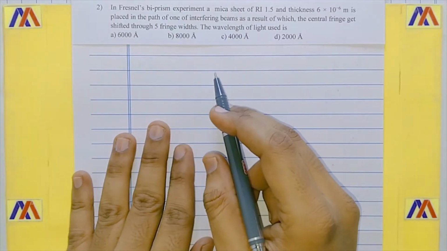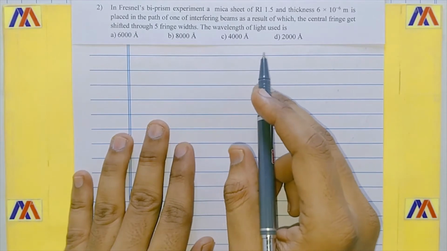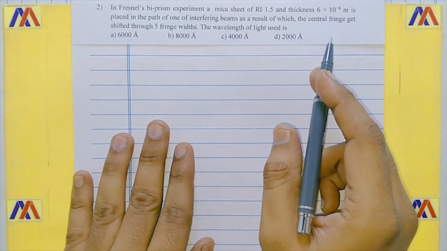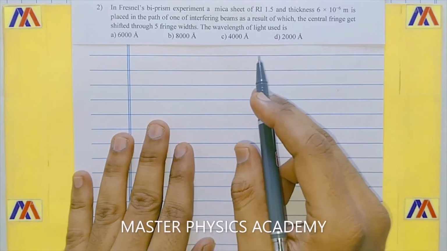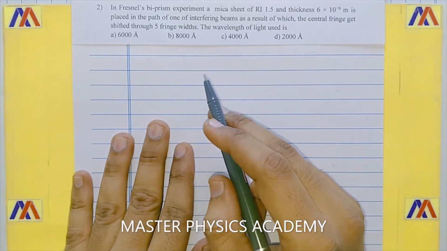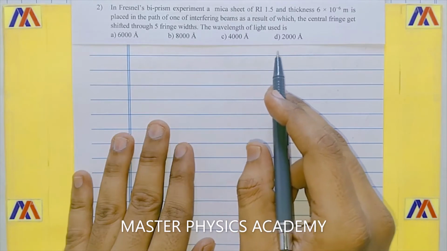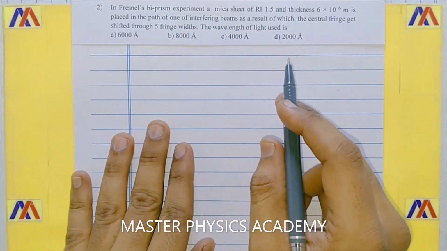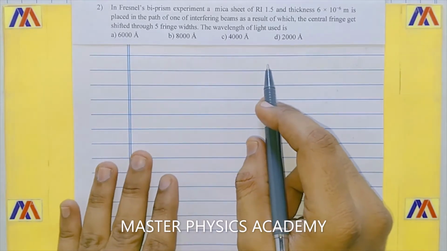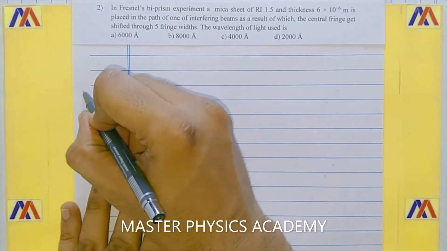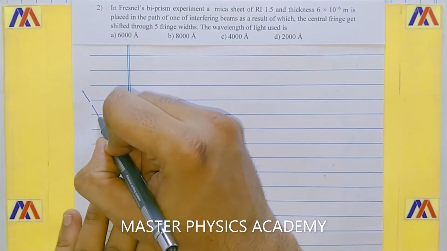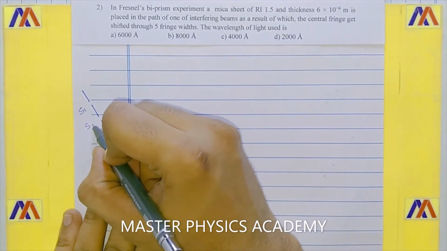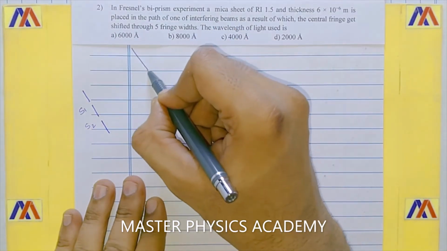In Fresnel's biprism experiment, a mica sheet of refractive index 1.5 and thickness 6 into 10 to the power minus 6 meter is placed in the path of one of the interfering beams, as a result of which the central fringe gets shifted through 5 fringe widths. The wavelength of light used is? We know the apparatus of Young's double slit experiment, in which we have two coherent sources S1 and S2, in front of which we will be having a screen.